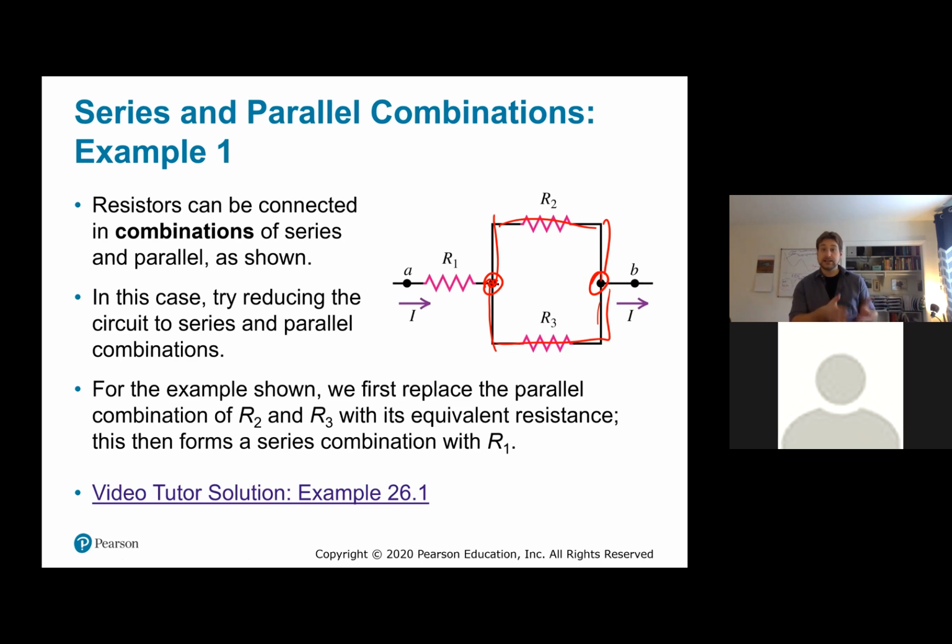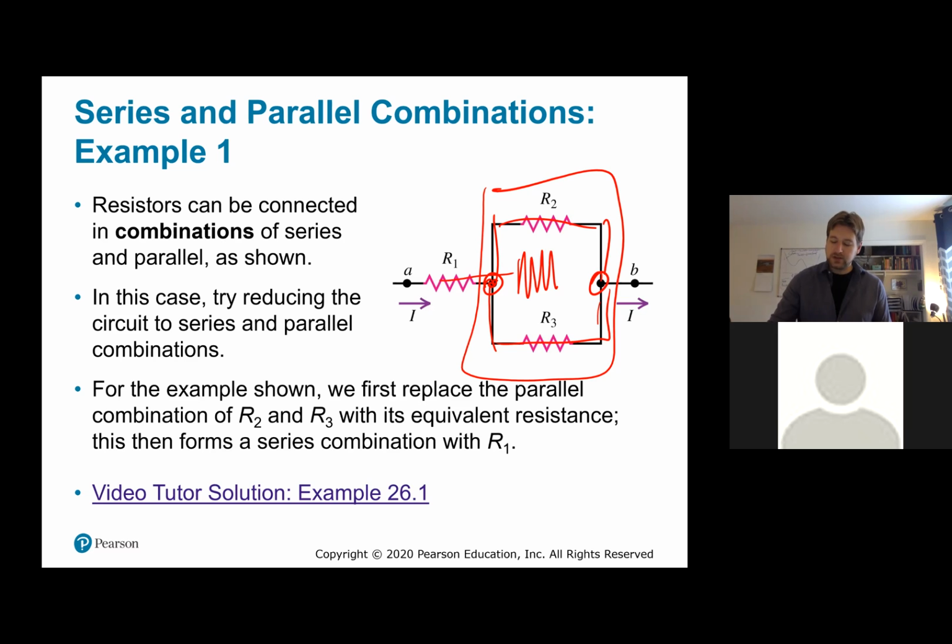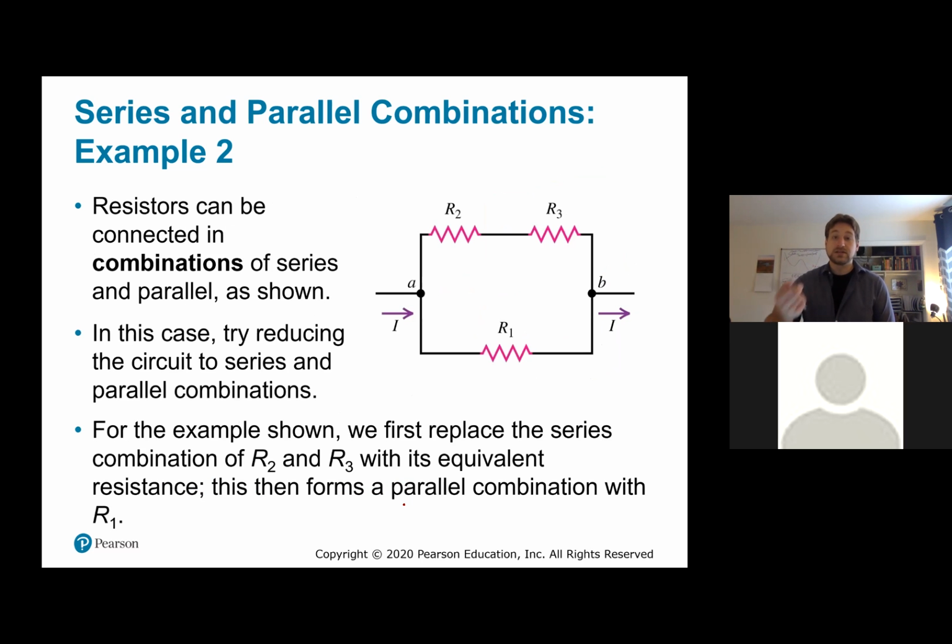We can use the parallel equivalent, replace this with one equivalent resistor, which is in series with R1. And okay, we can combine them, and then we go. Same story here. We could combine these two as one REQ, and then that's in parallel with R1.